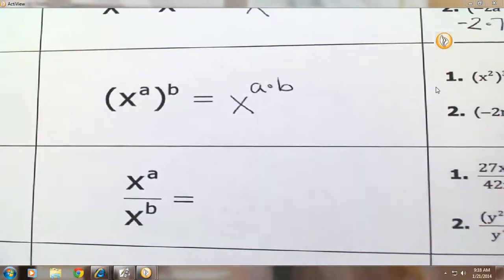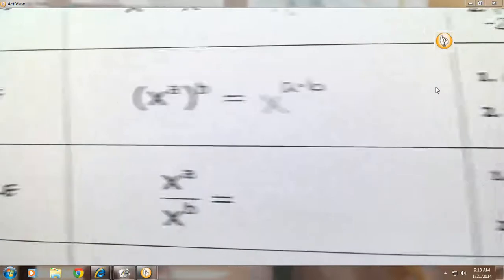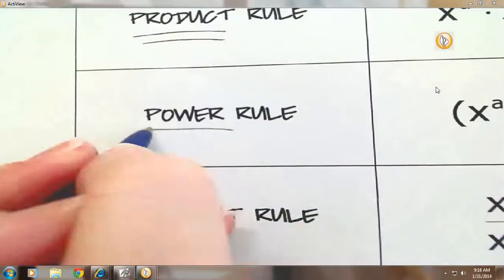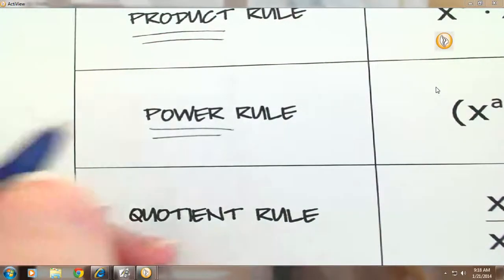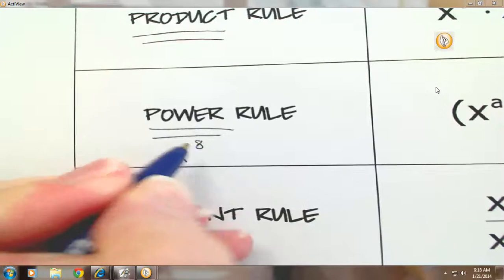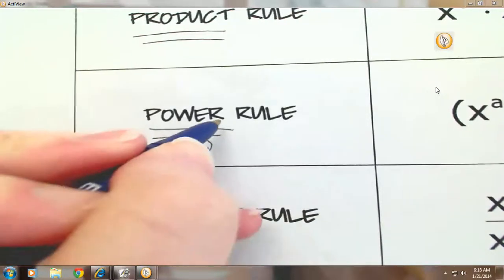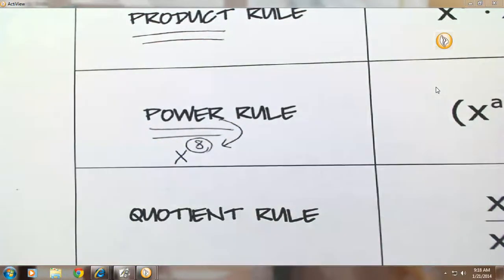So the power, and we're raising it to another power. Let me back up for a second. Do you know what I mean when I say power? If I have x to the 8th power, 8 is considered my exponent or my power, right? Yes. Okay. We're raising it to some power.